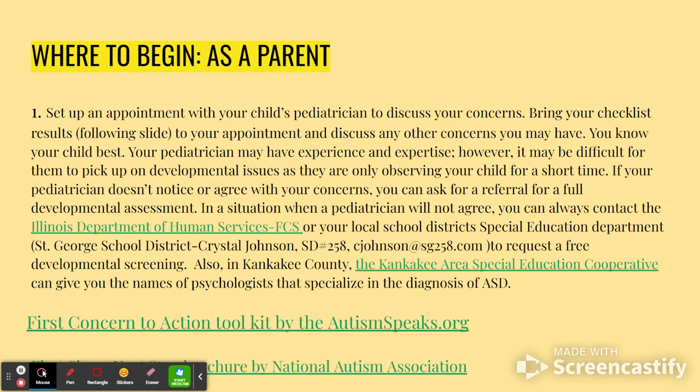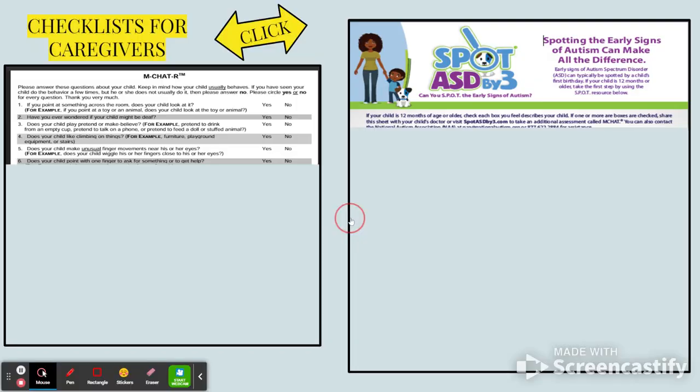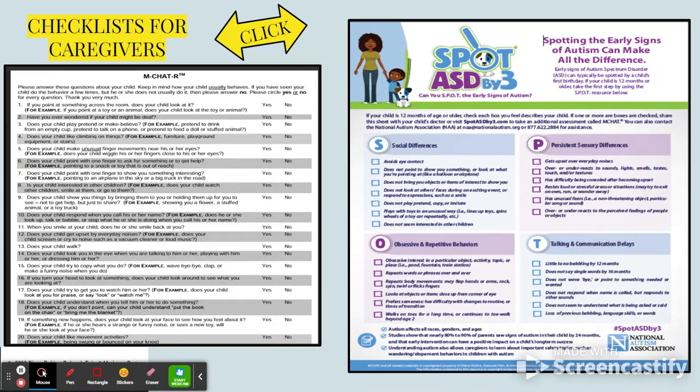In a situation when a pediatrician will not agree, you can always contact the Illinois Department of Human Services, Family Community Services, or your local school district special education department to request a free developmental screening. Also, in Kankakee County, the Kankakee Area Special Education Cooperative, or KASEC, can give you the names of psychologists that specialize in the diagnosis of ASD. There are links for more resources for parents on the slide. These are the checklists that you can use.